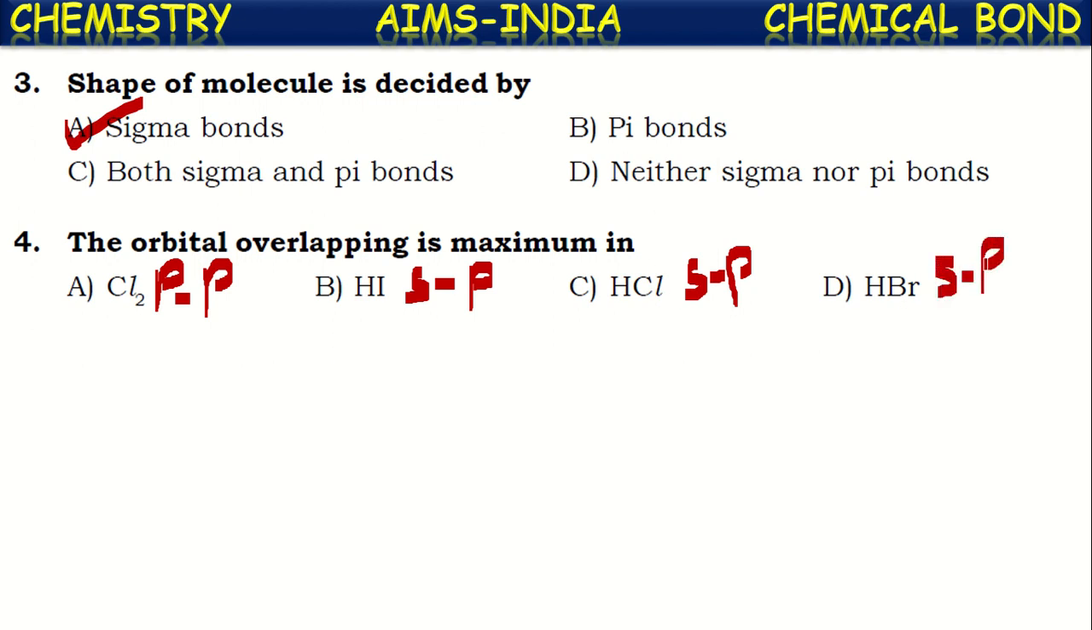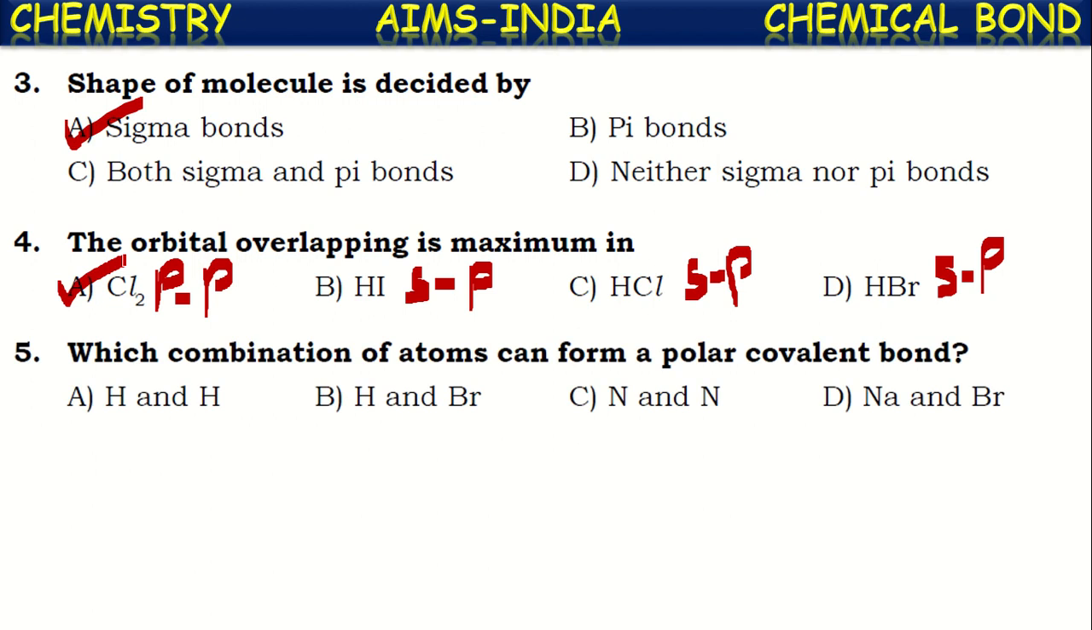Now, we know the extent of overlapping will be greater in p orbitals than in s orbital overlapping. So in the molecule Cl2, both are p orbitals, so there we can expect the extent of overlapping to be maximum. The extent of overlapping will be maximum in the case of pp overlapping. It is somewhat less in sp overlapping, and still less in ss overlapping. So, maximum in pp overlapping.